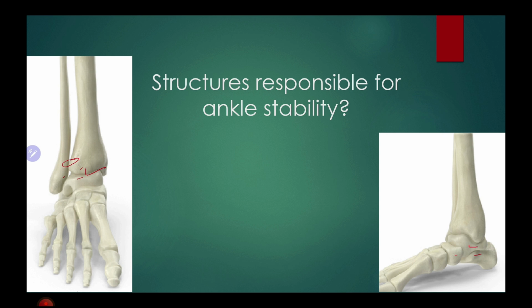And there are three major contributors to the stability of the ankle joint. First is the congruity of the articular surface. So articular congruity is very important. Second is the ligamentous restraint. Intact ligaments are very important for providing stability to the ankle joint. Then we have musculotendinous units, which allow for dynamic stabilization of the joint.